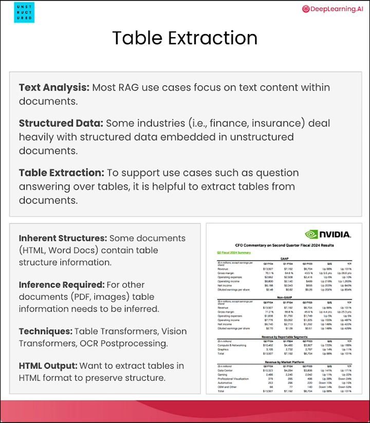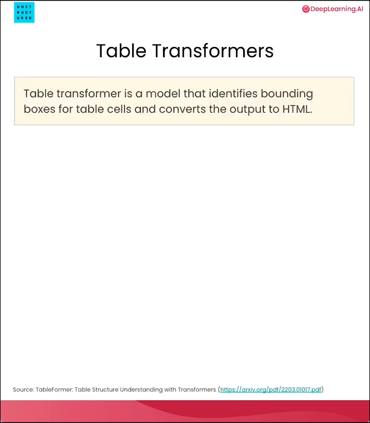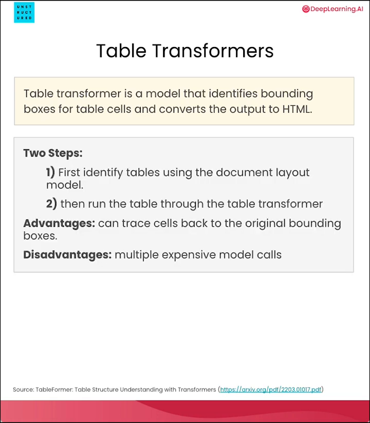Once you've extracted the content from the table, you'll convert the table to HTML output so that you can preserve the structure when you pass the table to an LLM. First, you'll learn about table transformers. A table transformer is a model that identifies bounding boxes for table cells and then converts the output to HTML.